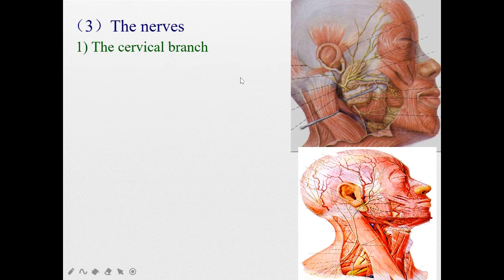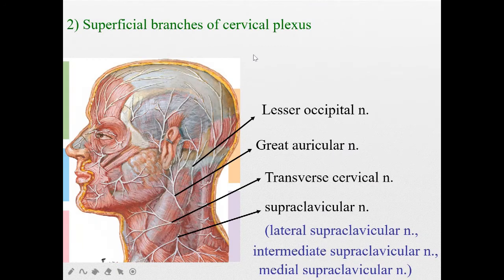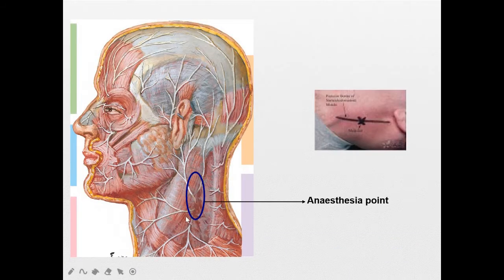The nerves superficially in the superficial fascia: first is this cervical branch. Next, the superficial branches, or cutaneous branches, of the cervical plexus, 1, 2, 3, 4 branches: lesser occipital nerve, greater auricular nerve, transverse cervical nerve, supraclavicular nerve. All of them come from the cervical plexus, and this point, the midpoint of the posterior border of the sternocleidomastoid, is the anesthesia point.